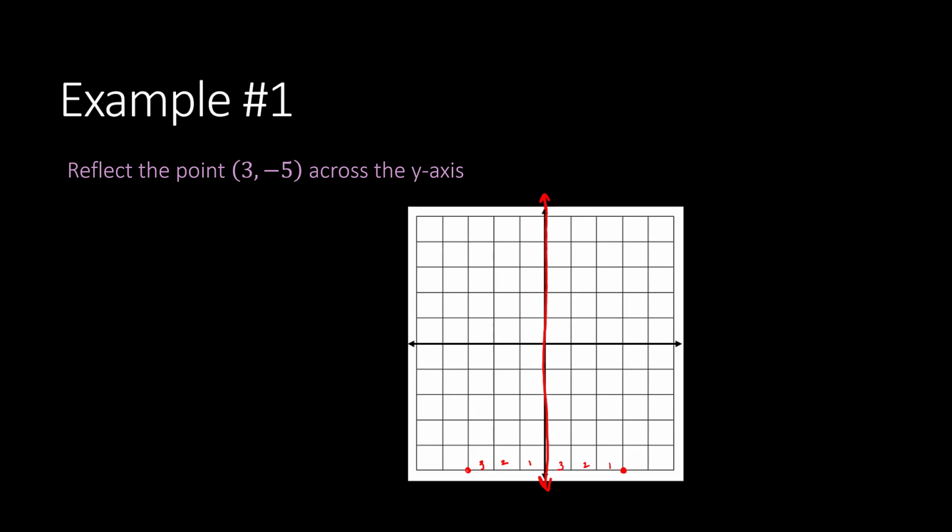So the reflected point, A prime, would be (-3, -5).